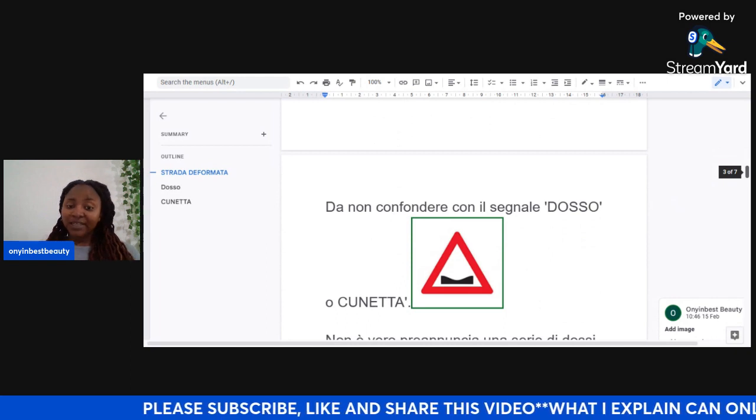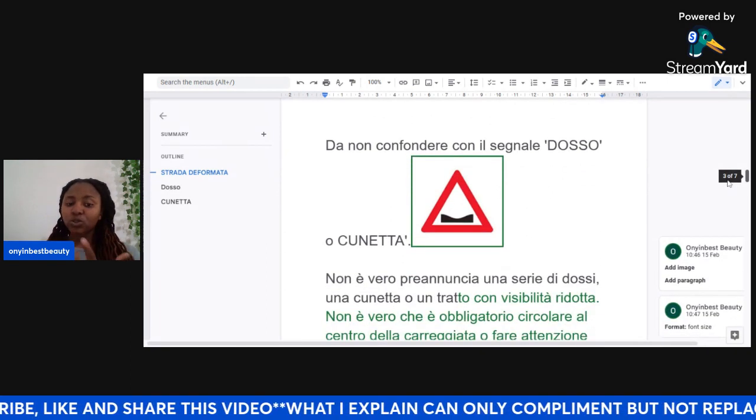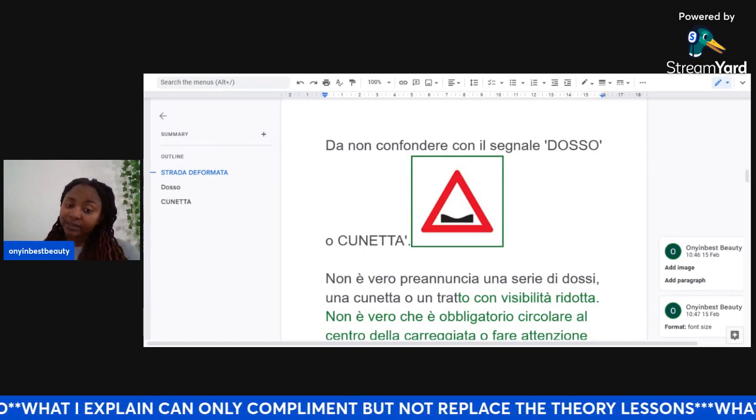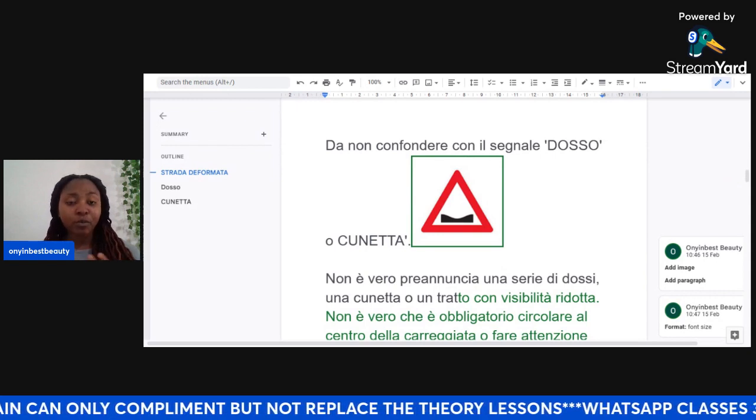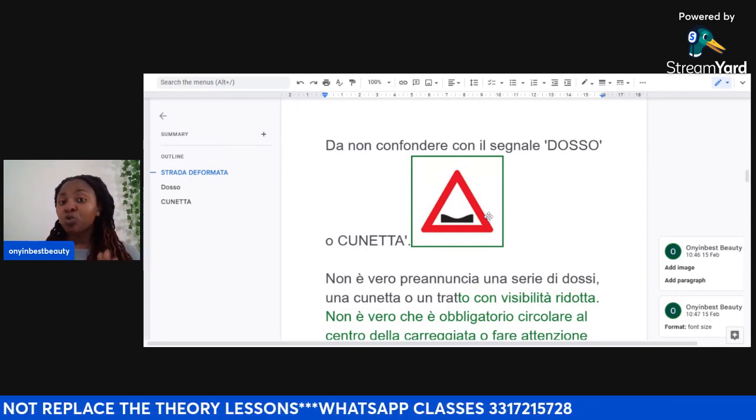Now, strada deformata, do not confuse it. Da non confondere con il segnale d'osso o cuneta. These ones have their own sign. What we are dealing with now is strada deformata. Do not confuse it with any of these signs. This one is actually cuneta.